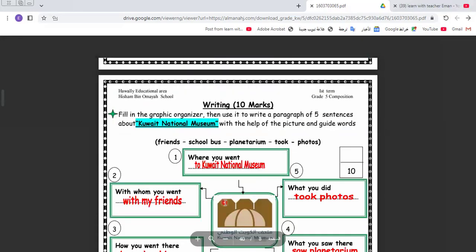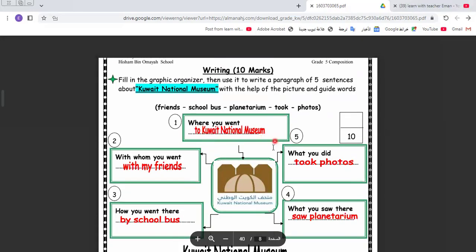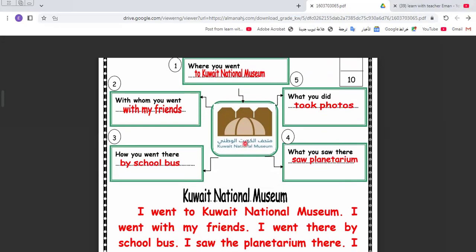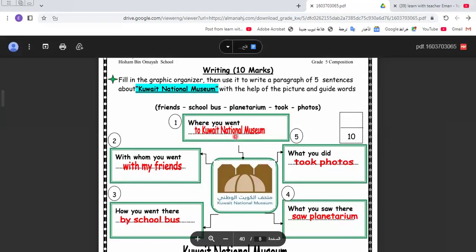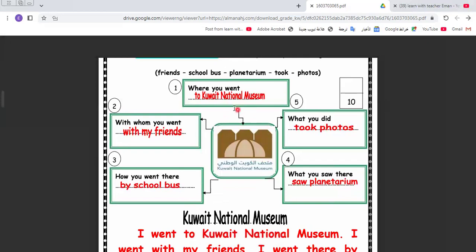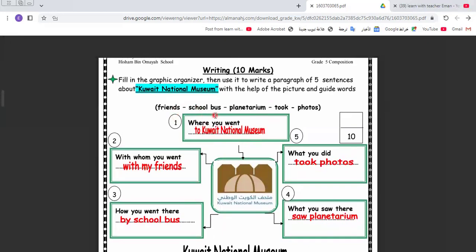Let's go to another item, which is the Kuwait National Museum. I think it's a famous museum, like the Egyptian Museum in Egypt. It's called the Kuwait National Museum. Here we have friends, school bus, planetarium, and photos. Here we talk about the place that we went. This is a trip to the Kuwait National Museum.